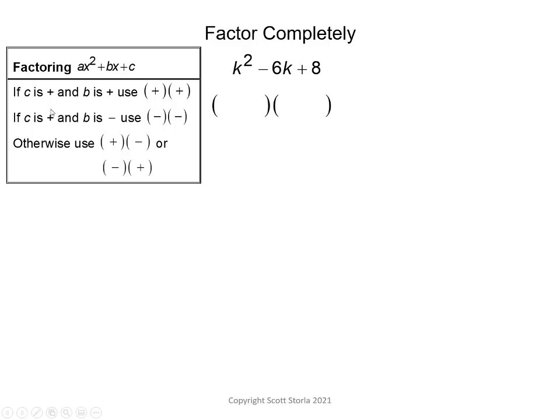Here's another. After building my parentheses, I decide on the two operators. I see that c is positive, which means it's one of these two, but that b is negative, and so I have to use this one, which tells me to use two subtractions.